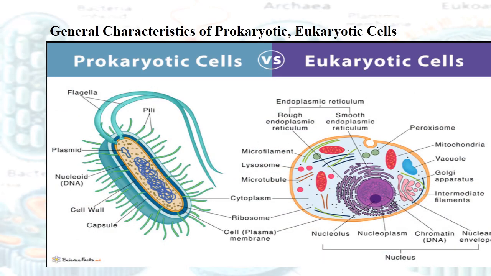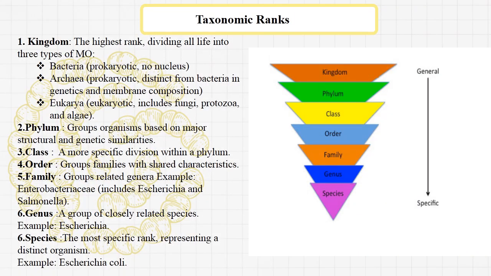We also learn where microorganisms fit into the tree of life. They can be classified as either prokaryotes or eukaryotes. Prokaryotes have no true nucleus, while eukaryotes have a nucleus. Then we go over taxonomic classification, the system used to organize all living organisms. It starts from the kingdom level and goes down to the species.